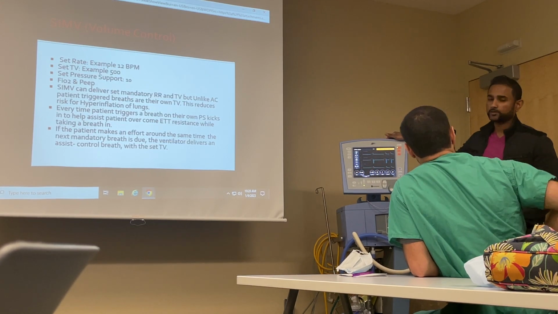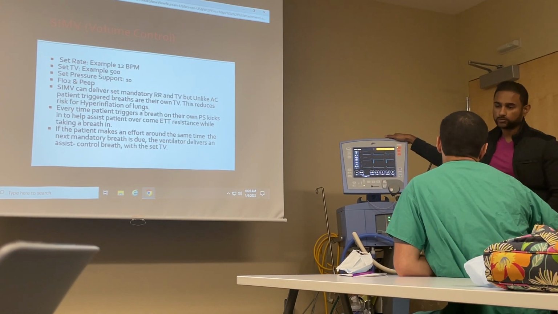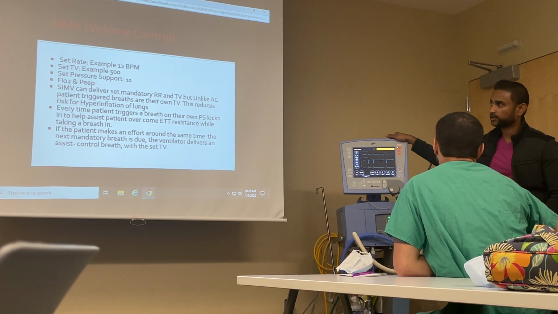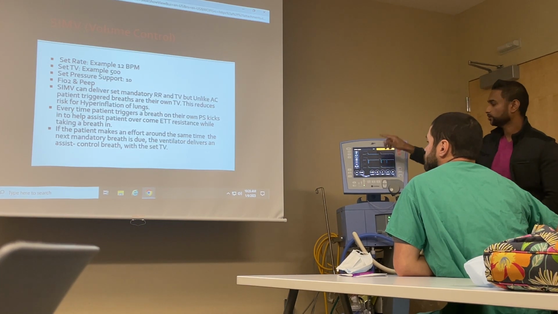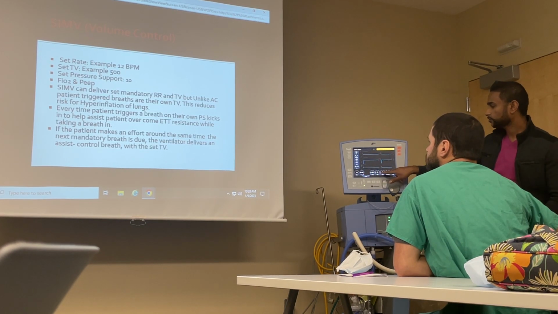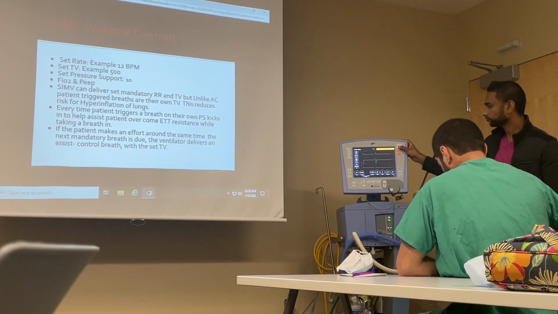So what does SIMV mean? SIMV means synchronized intermittent mandatory ventilation. It's a fancy word. Basically, similar to your assist control mode, you can still have a set respiratory rate. You can set the tidal volume to 500. You can put the PEEP at 5 and keep the FiO2 at 21% or whatever you want.